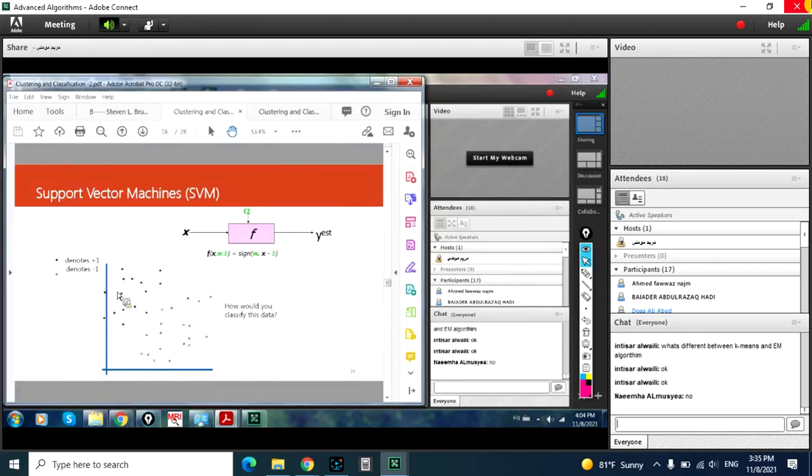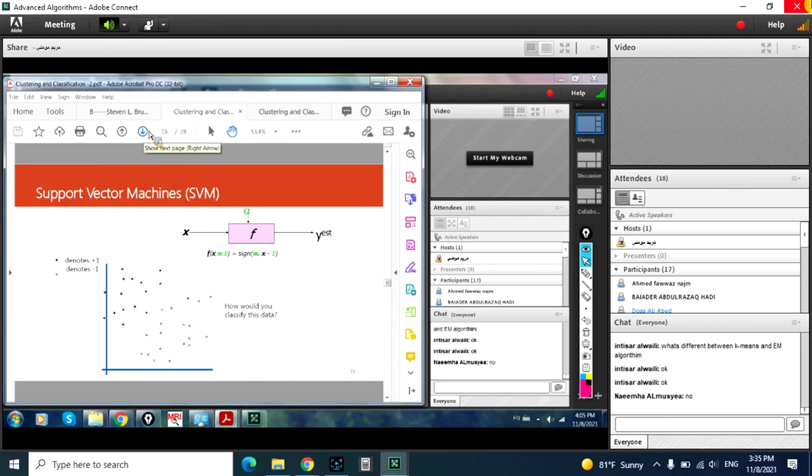Again, consider these data distributions. They are labeled white and black. You have white and black data. The label of one of them is 1, another one is -1. Black is 1 and white is -1. And again, we want to classify it, but we don't know at first.